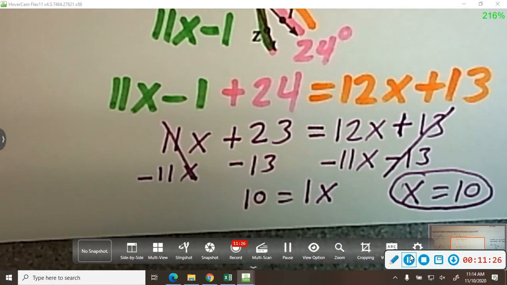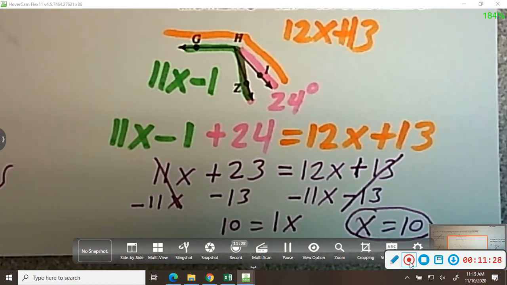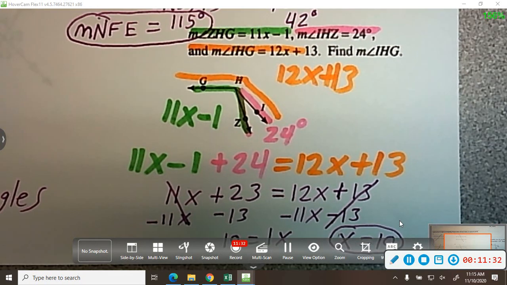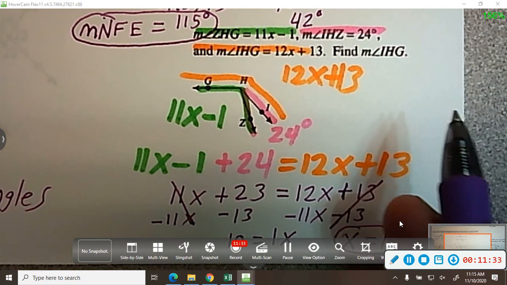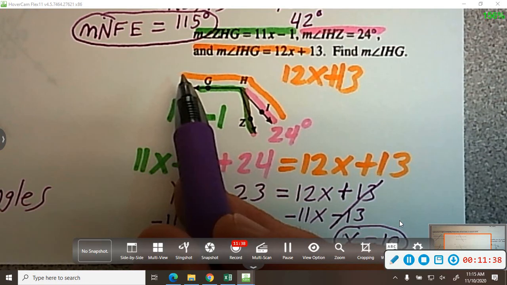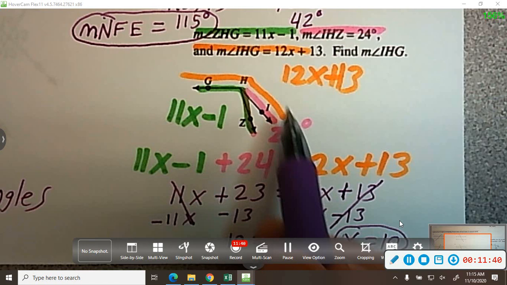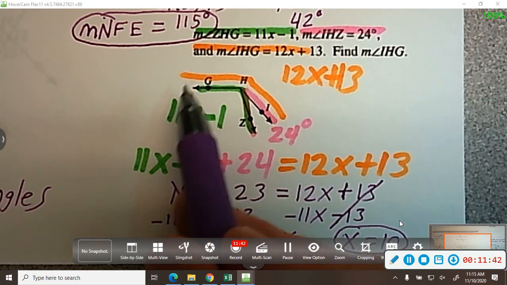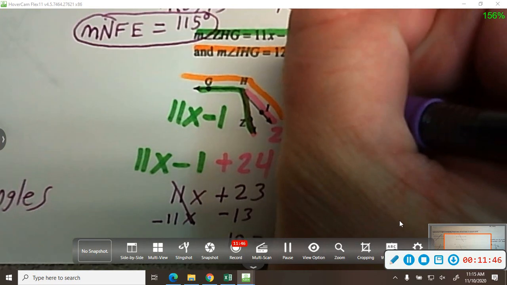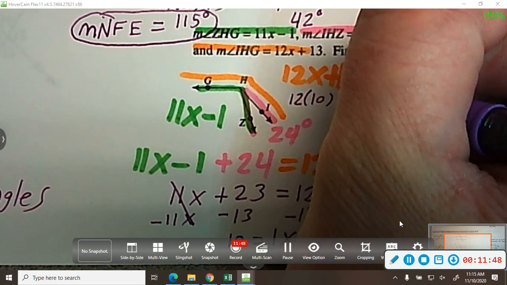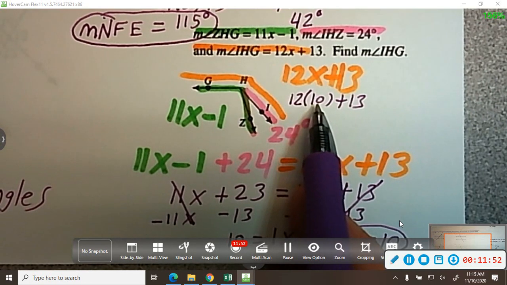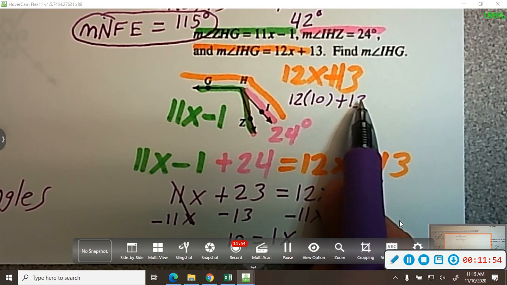Now I have x is 10. So I know x is 10, but they didn't ask me to find x. They said, what is IHG? They asked for the whole thing, IHG. So then I need to plug 10 in for x. So what is 12 times 10 plus 13? That'd be 120 plus 13, 133.